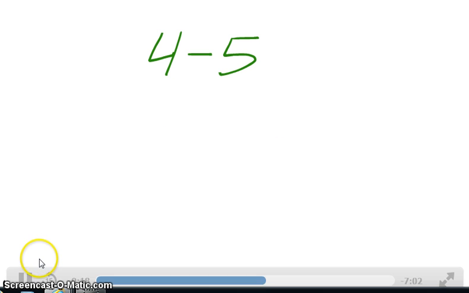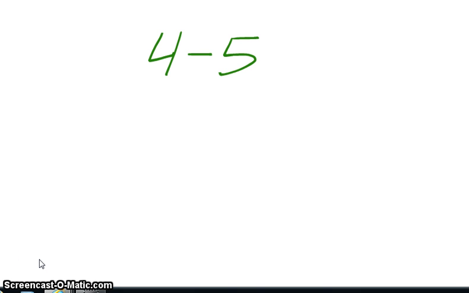Here's another example. We have 4 minus 5. We want to rewrite the problem as an addition problem. 4 plus negative 5. And when I said keep, change the last time, we're going to keep the 4, we're going to change the minus sign to an addition sign, and we're going to change the 5 to a negative 5. So keep, change. Once we've written the problem as an addition problem, our addition rules apply.